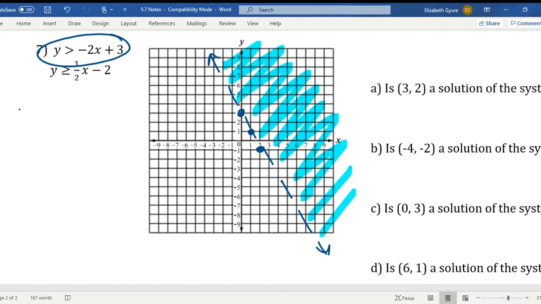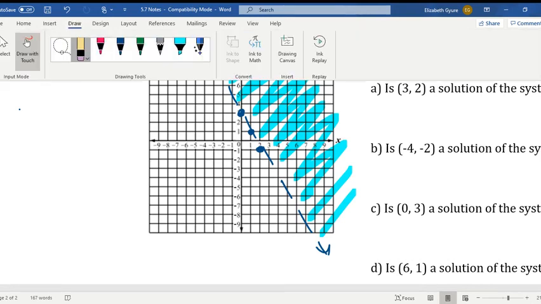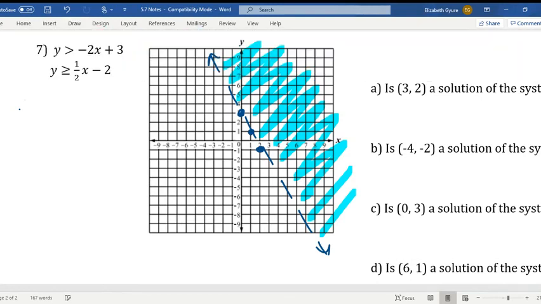All right. Now let's look at this second one. Something fell. All right, so now we got y is greater than or equal to 1/2 x minus 2. What is my y-intercept? Negative 2. What's my slope?